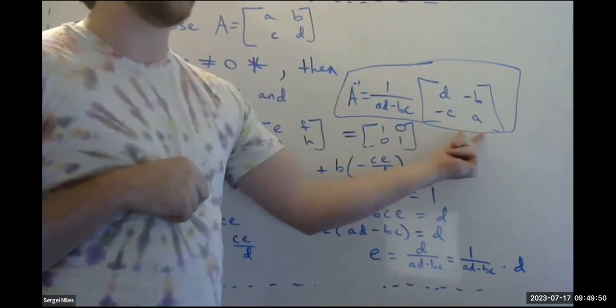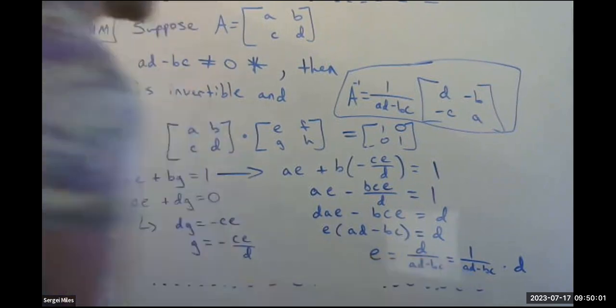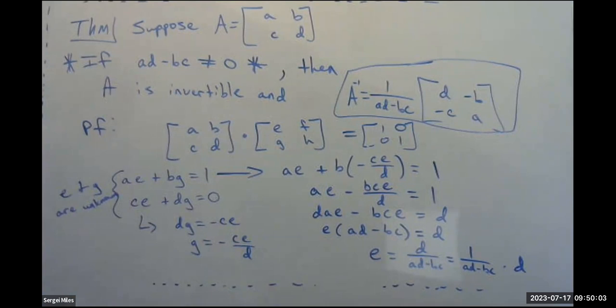This is why this formula works. It's also why AD minus BC has to be not 0. Because if it was, well, then I couldn't calculate this, right? Because I can't divide by 0.